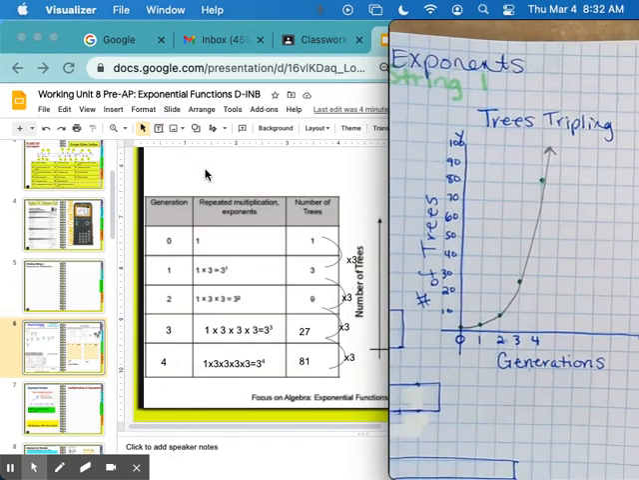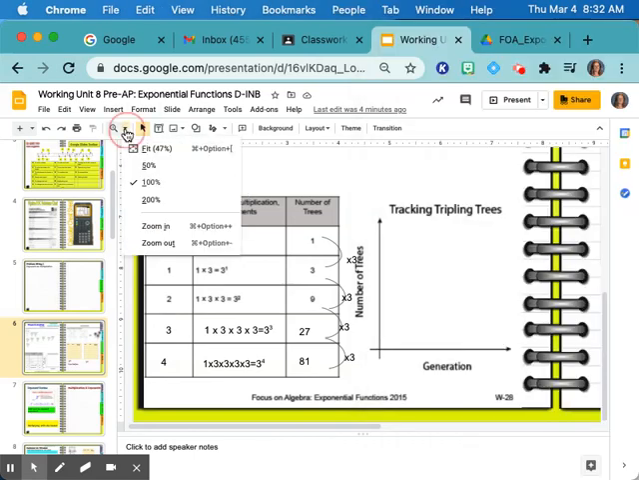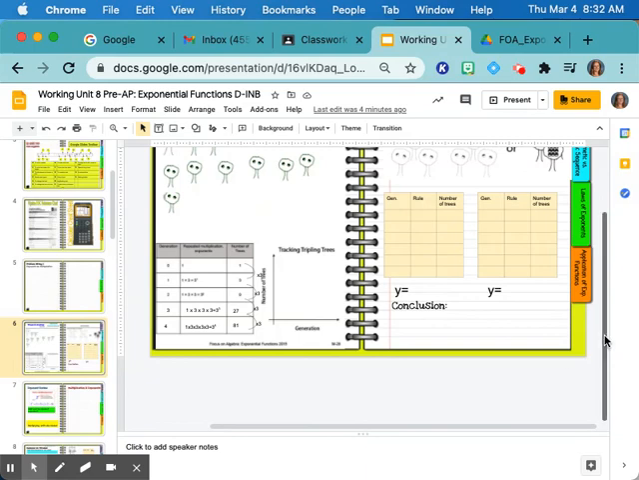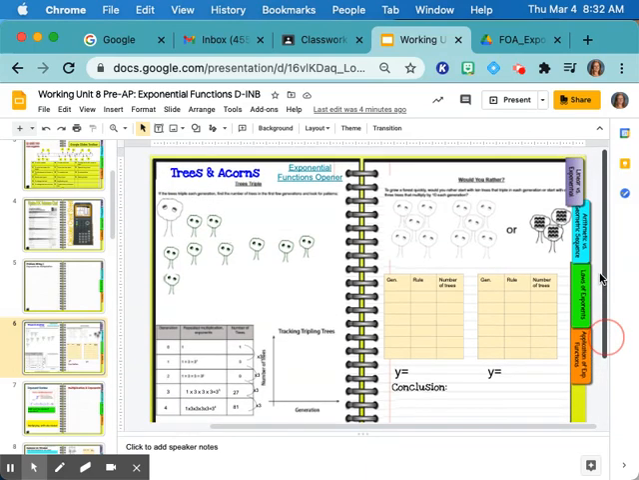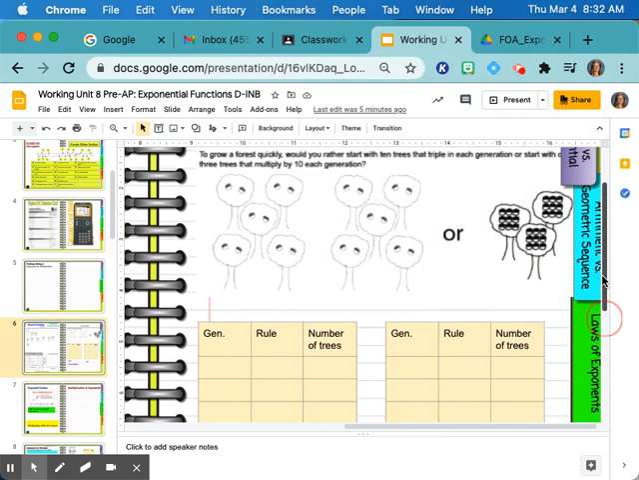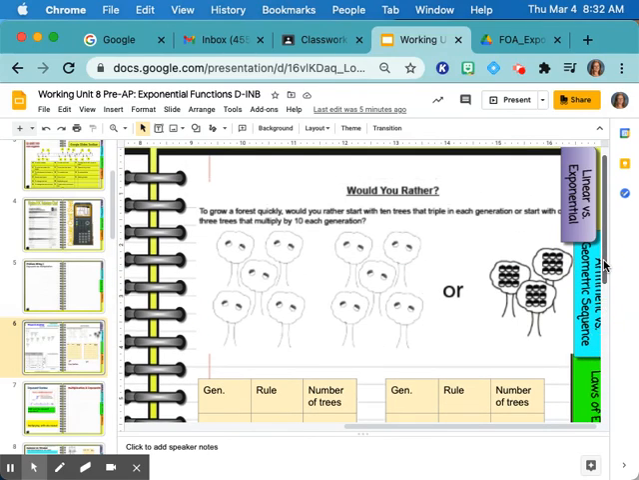All right, pretty cool. I think that graph looks cool. It's very different from anything we've done before. So now what you're going to look at, oh, you need to put that picture here. We are going to look at would you rather. And this is what you're going to do as your assignment. Would you rather? To grow a forest quickly, would you rather start with 10 trees that triple in each generation or start with 3 trees that multiply by 10 each generation?